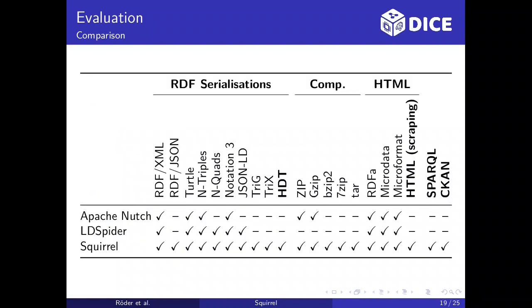First, we compared the features of the single crawlers, and it can be seen that Squirrel offers the most reading, the most RDF serializations, compressions, and endpoint formats. But I marked here the maybe most important features that Squirrel offers, for example HDT, which might be more important in the future, but is not covered at the moment by other crawlers. We also offer HTML scraping, where users can define rules to gather data from HTML web pages. And Squirrel also covers SPARQL endpoints and CKAN portals.